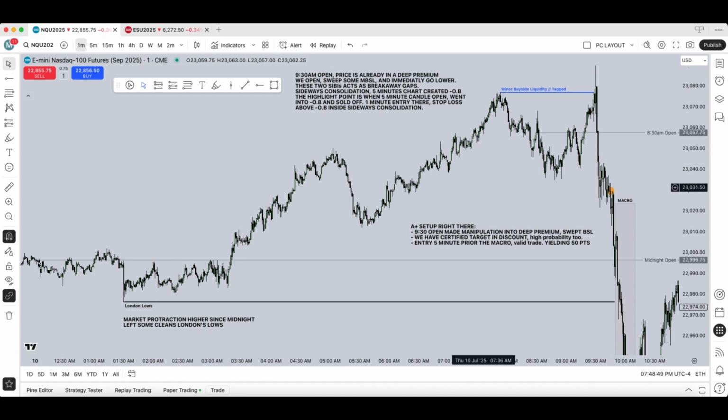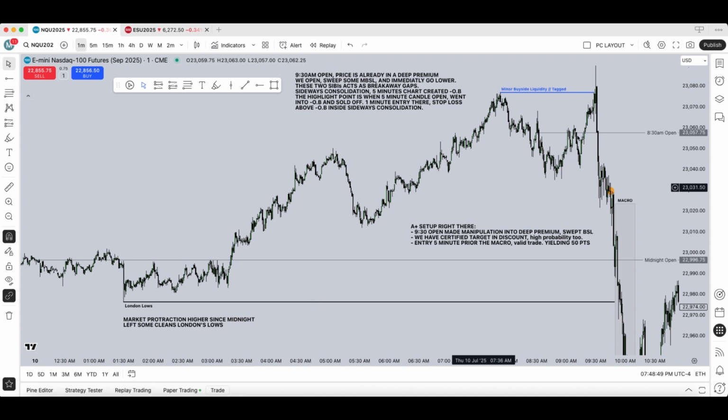So for my model, this is a screenshot, by the way. It's not live charts or anything. It's just a screenshot with some annotations that I'm going to go over. So for my model, you want to put the two opening prices: midnight open, 8:30 open. You want to select some targets. So in this case, we had some London lows here, and that's it. And you have the macro on the chart here. So since midnight, we had a market protraction higher, which meant the price just traded higher and higher and higher, leaving some relative lows below the price.